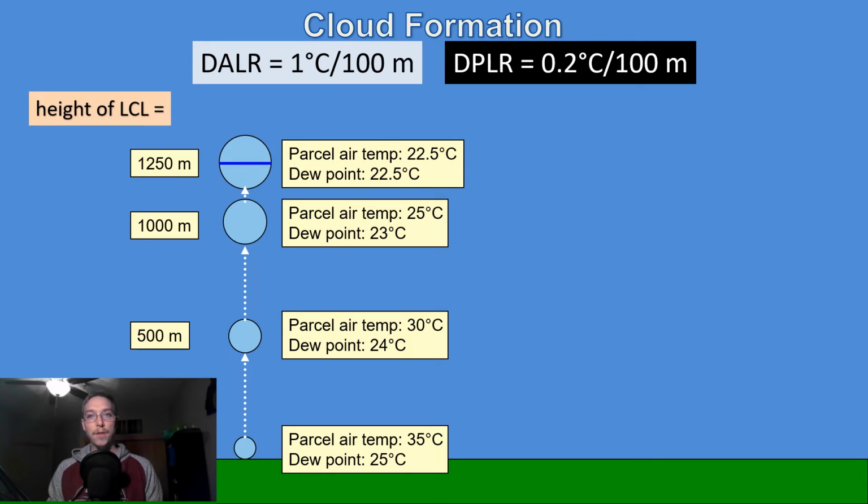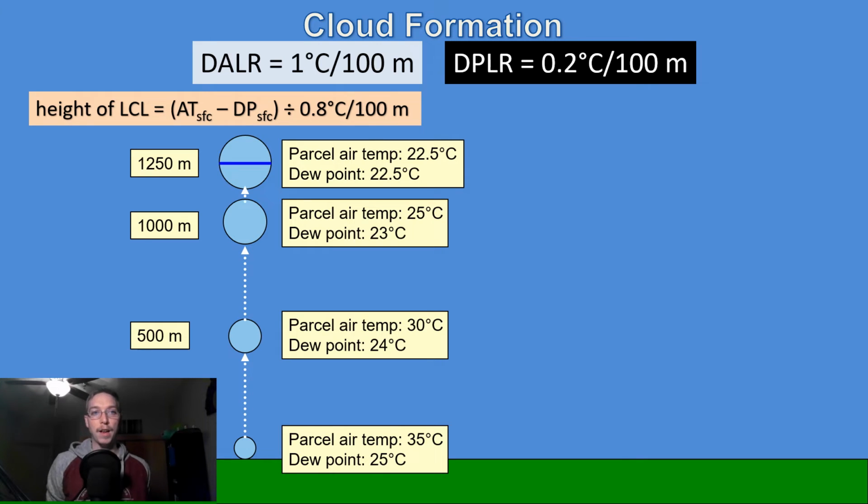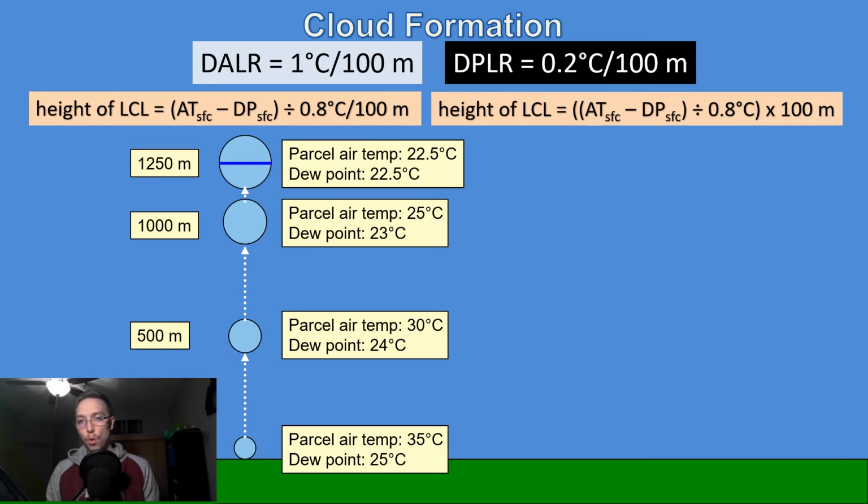So here, the height of our lifting condensation level can be determined by using this equation: air temperature at surface minus the dew point at surface, divided by 0.8 degrees Celsius per 100 meters. Or you can use it this way: height of the LCL is equal to, in broader brackets here, air temperature at surface minus dew point at surface, divided by 0.8 of a degree Celsius, times 100 meters.